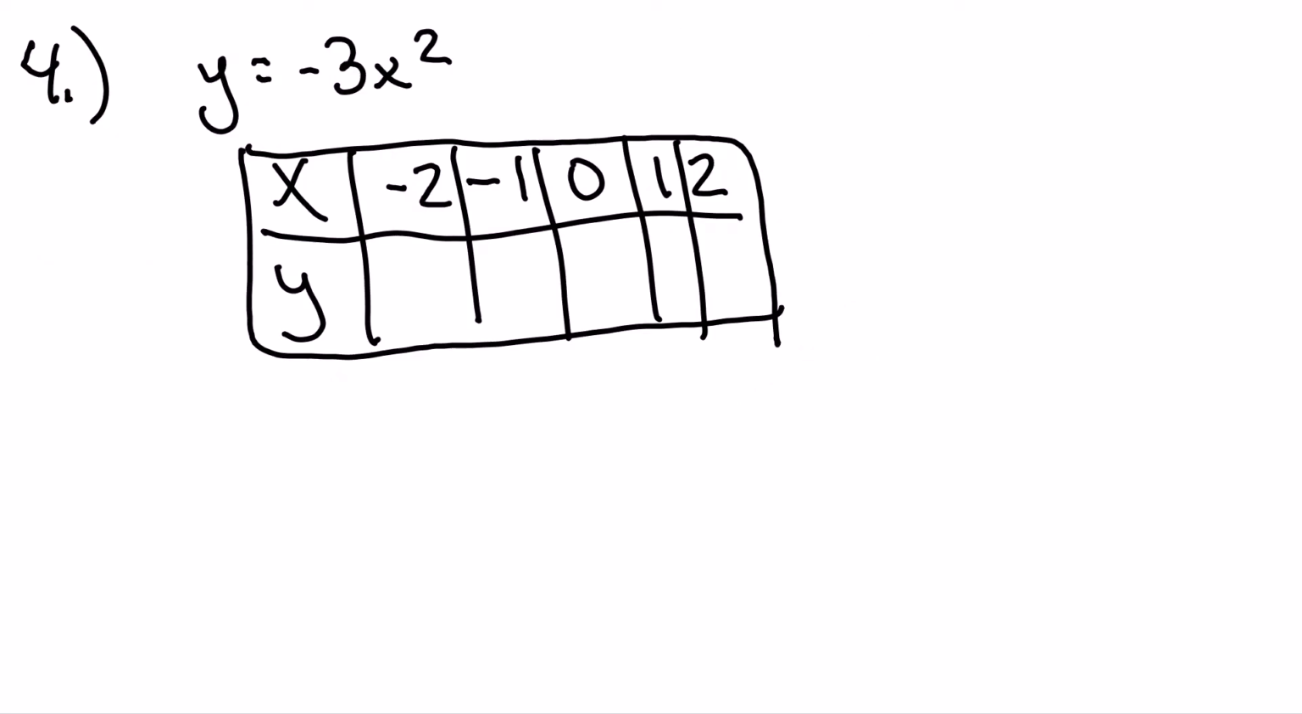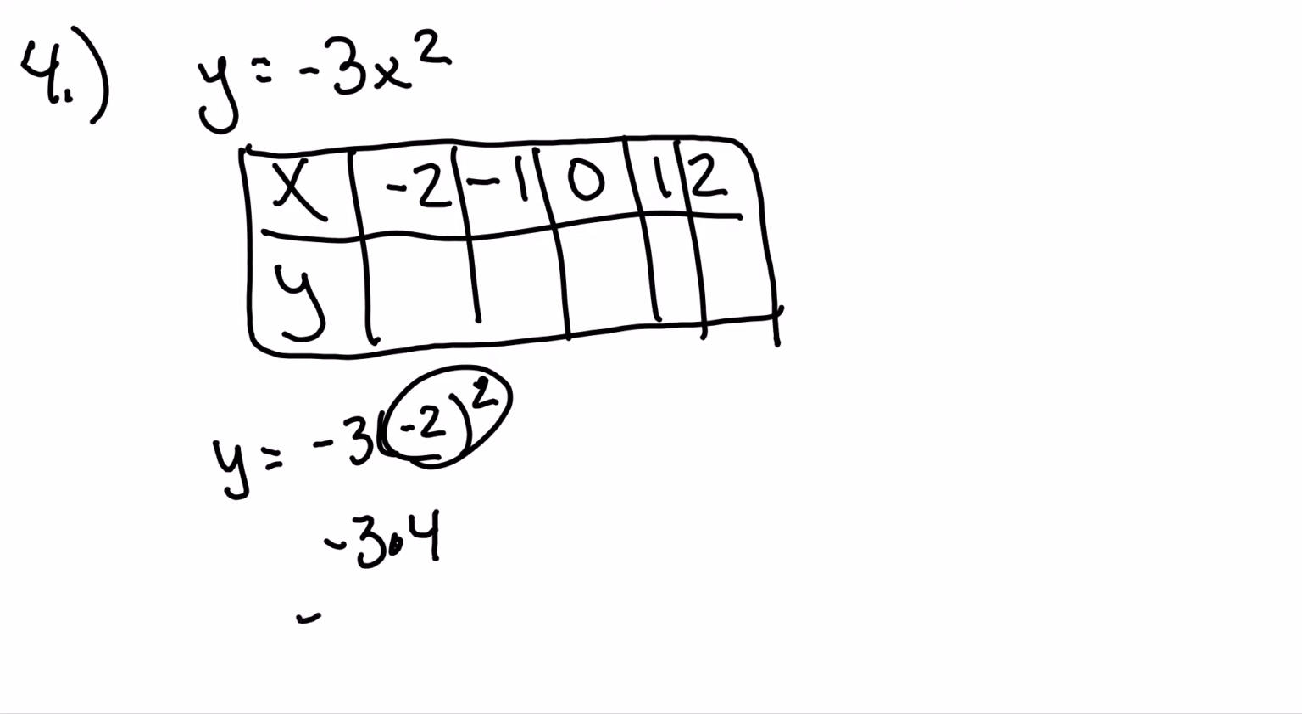Alright, number 4 is y is equal to -3x squared. And they just gave you the x values. It's basically an XY chart on its side. That's just a table. So I'm going to plug in -2. So I say y equals -3 times -2 squared. If you just use your calculator, it'll give you all the work, but I do -2 squared. Remember, negative times a negative is a positive, so I get -3 times +4, so I get -12.